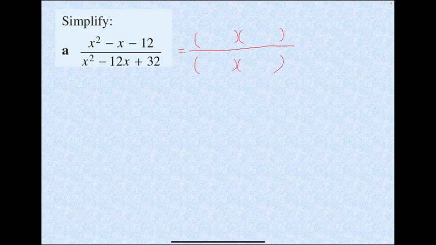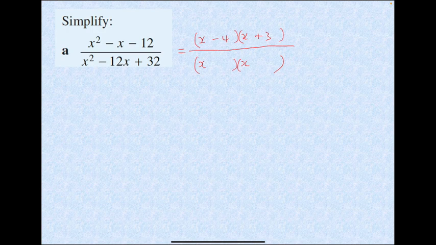So, two numbers that multiply to minus 12 and add up to minus 1. So it has to be x minus 4, x plus 3, because minus 4x plus 3x will give you minus x, and minus 4 times 3 will give you minus 12. What about the denominator?